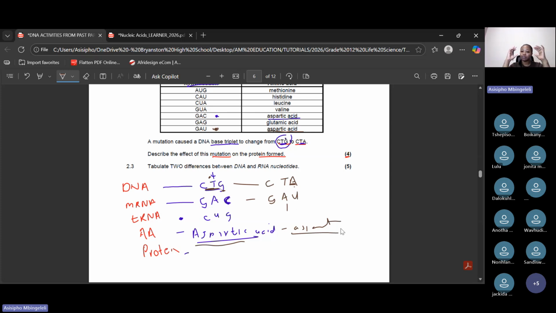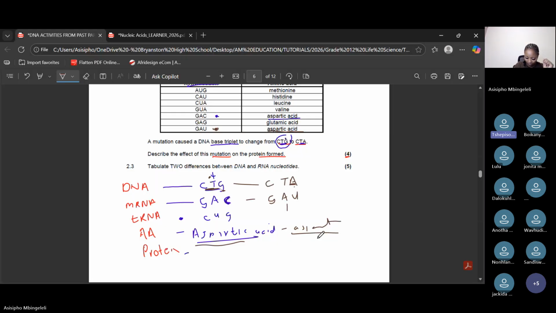Do you think the protein that will be formed here, will it be a new protein or the same protein that will be formed? Give me an answer. Will it be a new one or the same one? Based on what I've explained. Anyone? It'll be the same protein. Okay, I'm taking that. It will be the same. Why are you saying it will be the same? Isn't it because we're still having the same amino acid? Thank you so much. Same protein.